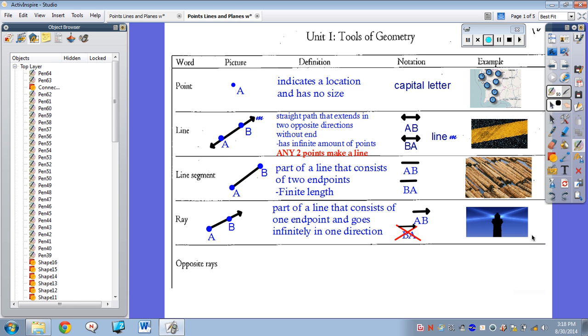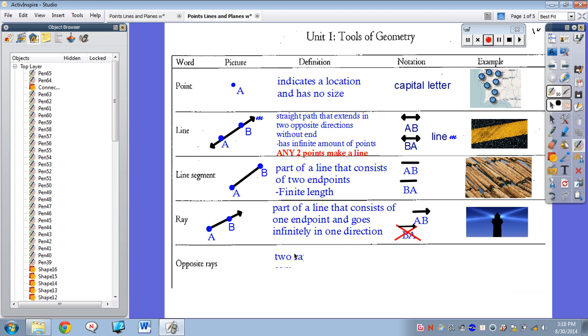So here we have a lighthouse. All of these lights coming off the lighthouse are rays because they start at the middle of the lighthouse and then forever go in that direction, forever go in this direction. So there are 4 different rays there.